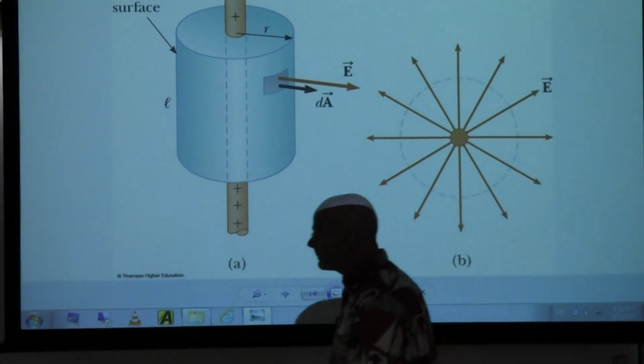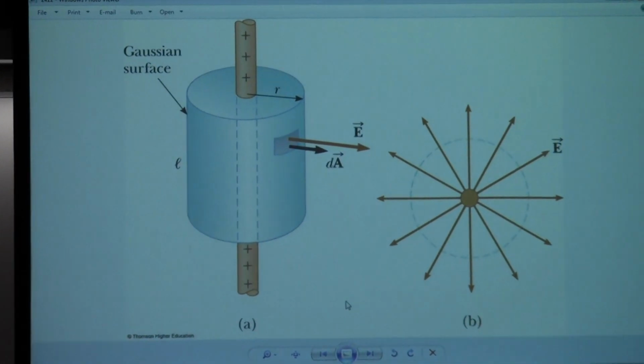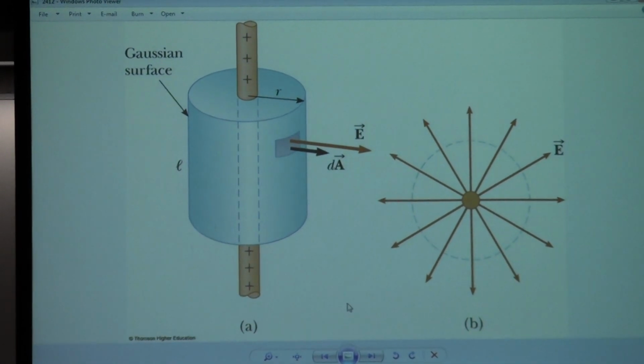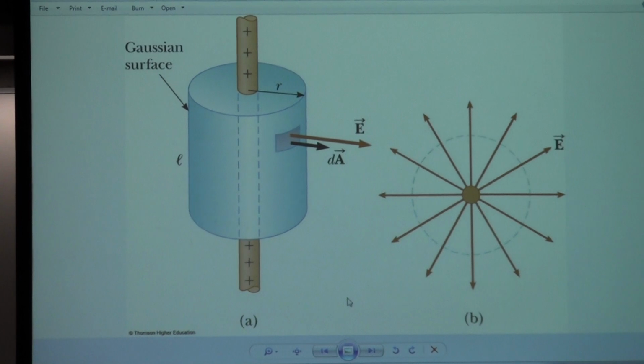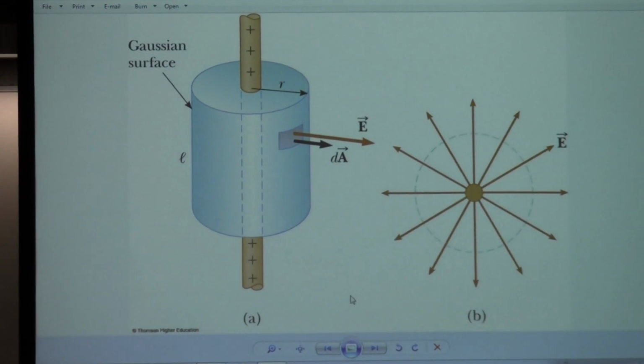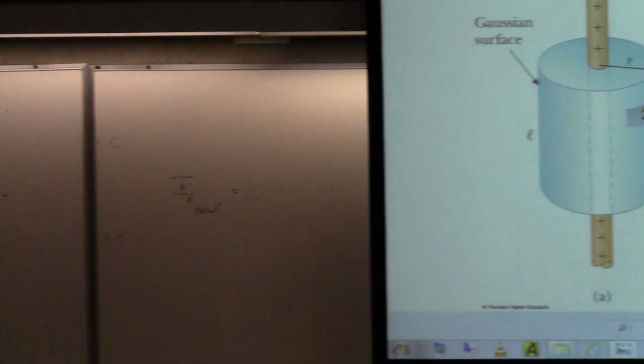Here's what it says. Let's say that we have an infinite line of charge. Now, again, you're never going to have something infinitely long. We kind of mentioned this with rods in the last chapter.